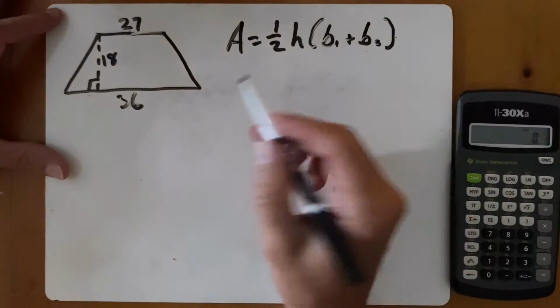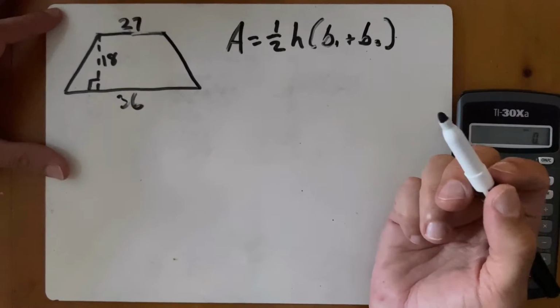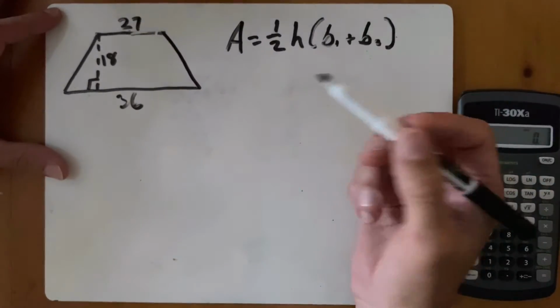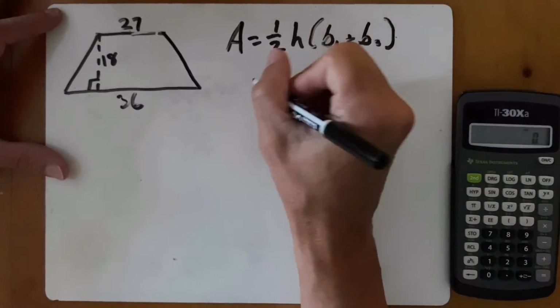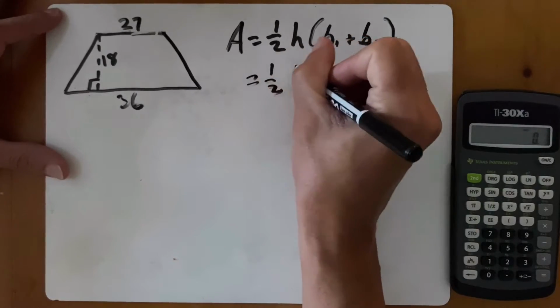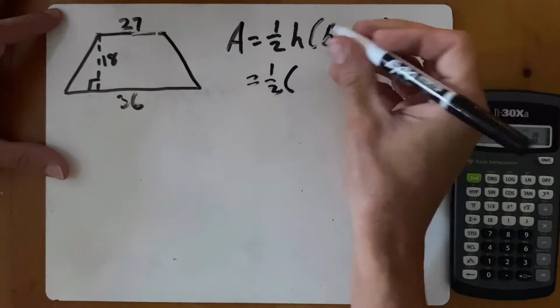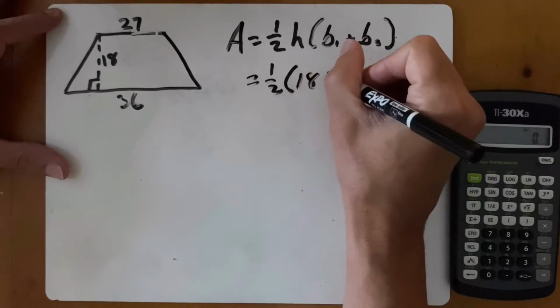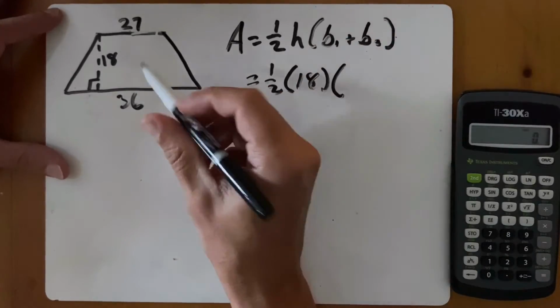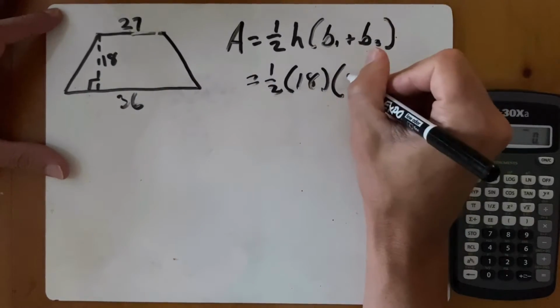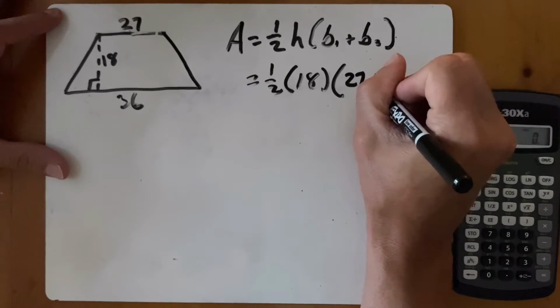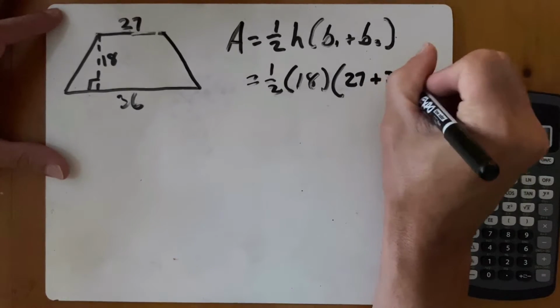So in order to find the area, we're just going to simply plug into that equation based on all the information that we've been given, all right? So 1/2 times the height, which is 18. And then we're going to add the bases together, so 27 plus 36.